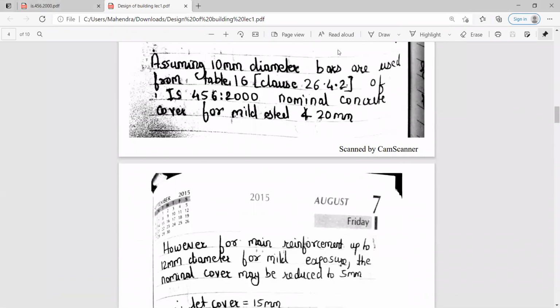Now you have to assume the 10 millimeter diameter bars, which are used from table number 16, clause number 26.4.2 of your IS code. From that, you can say the nominal concrete cover for the mild steel should be not less than 20 mm. So we'll refer to your IS code, clause number 26.4.2.